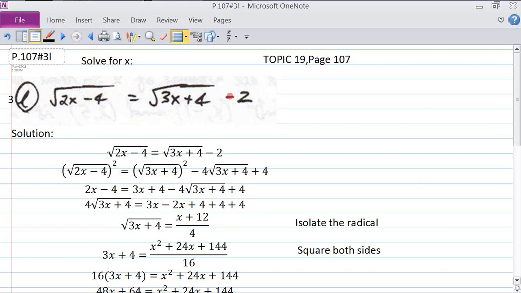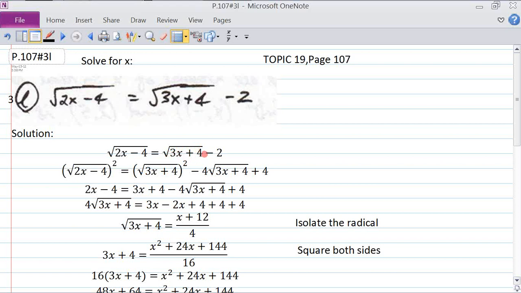So starting with 3L, you can see here that we've got a radical term on the left, we've got a radical term on the right. We're going to square the left hand side and we're going to get this. And when we square this term here, we're going to use the FOIL method. So treat this as an individual term, one thing, entity here.